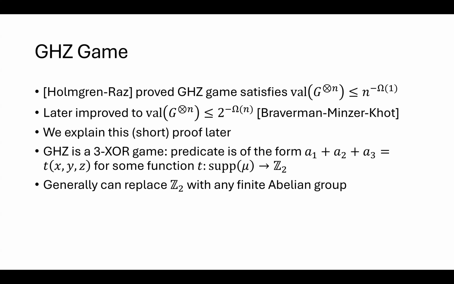Now, to get closer to the goal of this talk, notice that the GHZ game is a 3 XOR game. The predicate is of the form A1 plus A2 plus A3 is T of XYZ for some function on the support of the questions to Z mod 2. So in particular, remember that if the tuple was 0, 0, 0, then it accepts if and only if A1 plus A2 plus A3 is 0, and otherwise it accepts if and only if A1 plus A2 plus A3 is 1. So we call this a 3 XOR game. More generally, in our paper, we consider when Z2 is replaced with any finite abelian group, and basically all the same results apply. This is what we call a 3 XOR game.